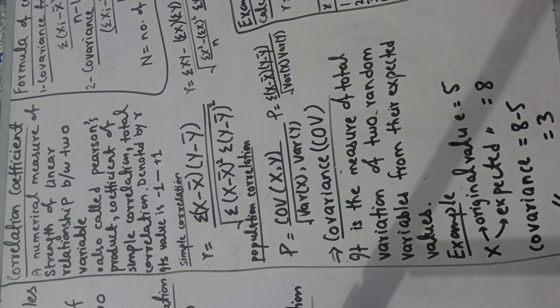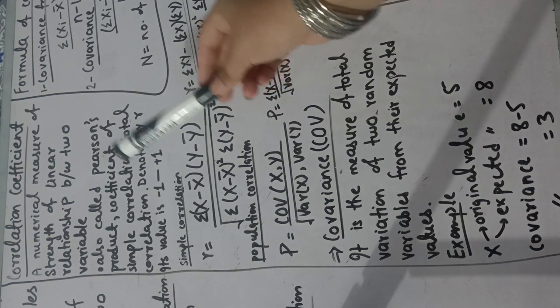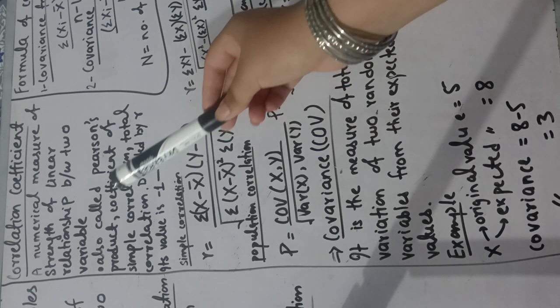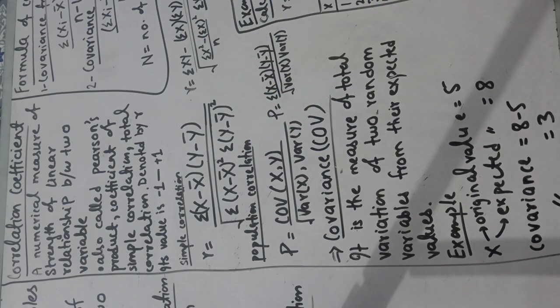So it is... This correlation coefficient is also called the Pearson product, named after the scientist who discovered it. It is also called the coefficient of simple correlation and the total correlation. These are the three names we can call it.